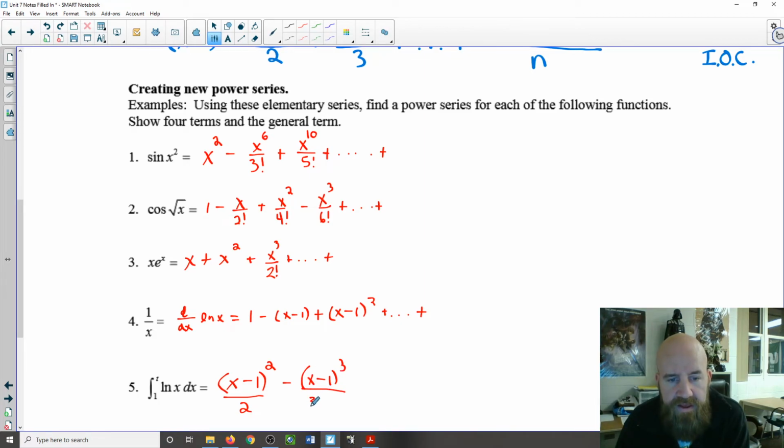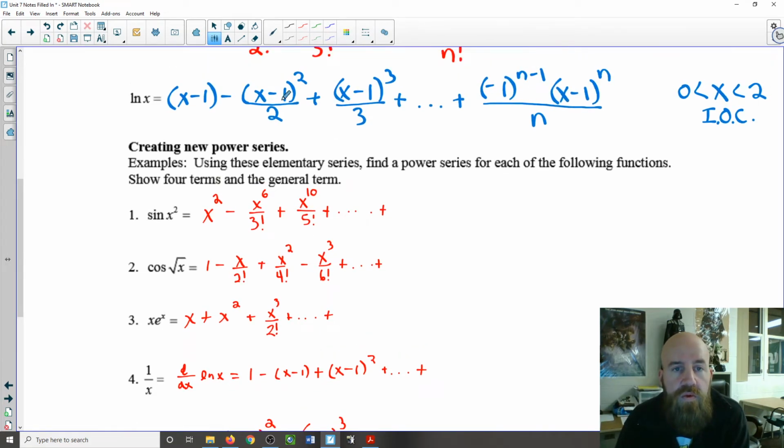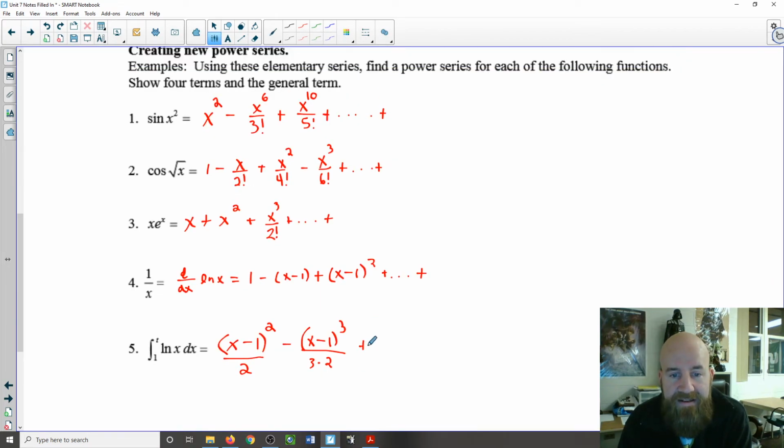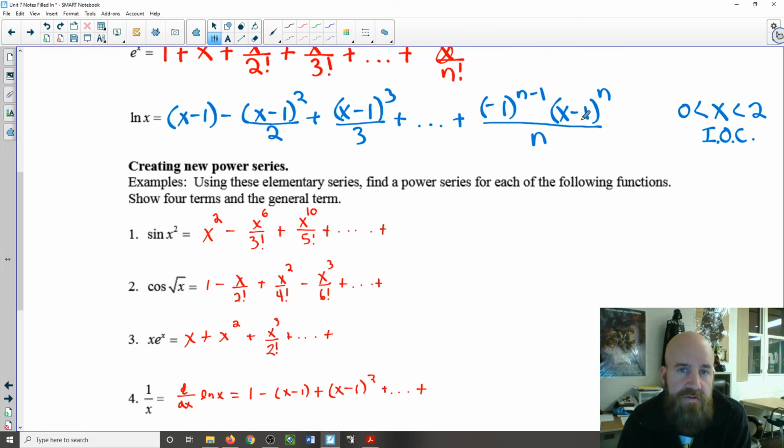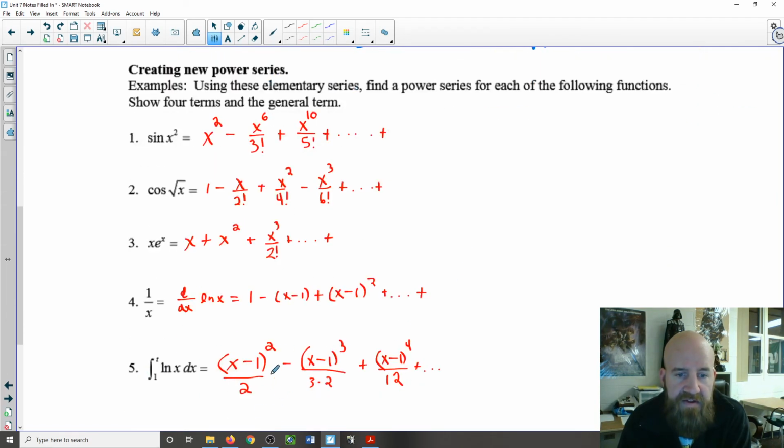over 3 times the 2, well, 2, not factorial. So it would end up being 6. And then the next one, raise the power to 4 divided by the power. So the next one would be x minus 1 to the 4th all over 3 times 4 is 12. And we can continue on down there. And then again, we would show the general term that we're taking the integral, and we could even write a brand new one based off of our new pattern.